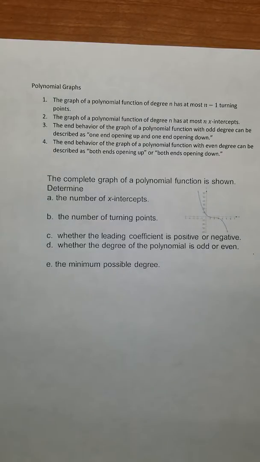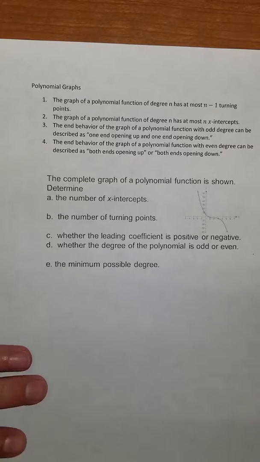Polynomial graph. So the graph of a polynomial function of degree n has at most n minus 1 turning points. The graph of a polynomial function of degree n has at most n x-intercepts. The end behavior of the graph of a polynomial function with odd degree can be described as one end opening up and one end opening down. The end behavior of the graph of a polynomial function with even degree can be described as both ends opening up or both ends opening down.